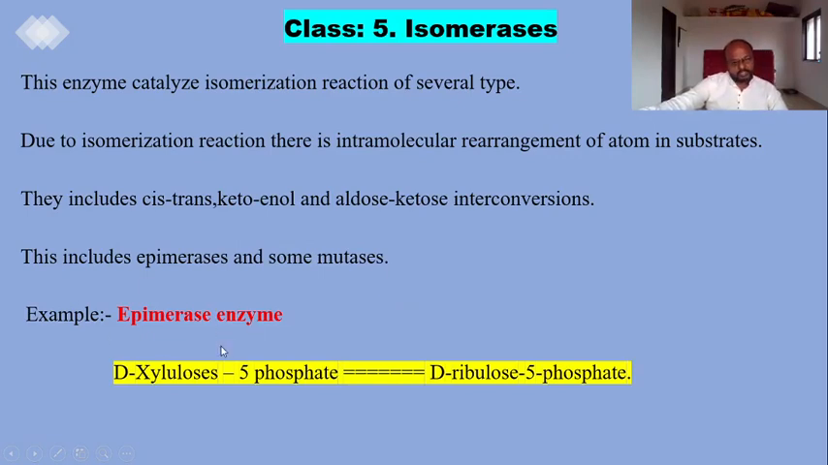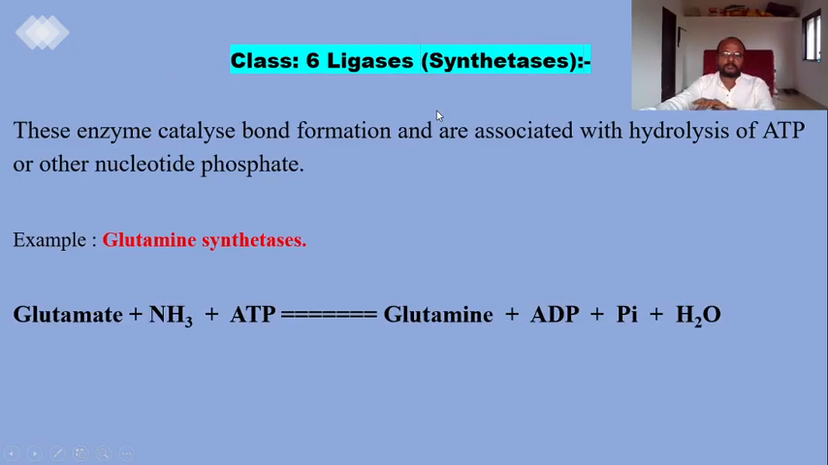So the epimerase enzyme acts on D-xylulose 5-phosphate and converts it into D-ribulose 5-phosphate. So this is the number 5 isomerase class. The last, 6th major class is the ligase, or it is called a synthetase. This enzyme catalyzes bond formation and is associated with the hydrolysis of ATP or other nucleotide phosphate.